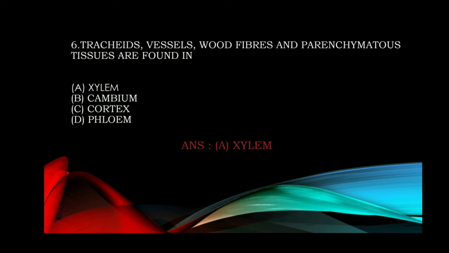Sixth question, tracheids, vessels, wood fibers and parenchymatous tissues are found in. Options: xylem, cambium, cortex and phloem. So you know that the tracheids, vessels, fibers and parenchyma are the components or different elements seen in the xylem tissue, right? So the correct answer is xylem.